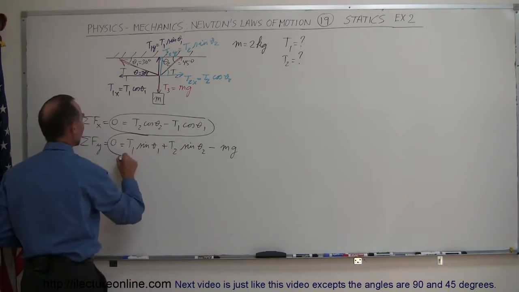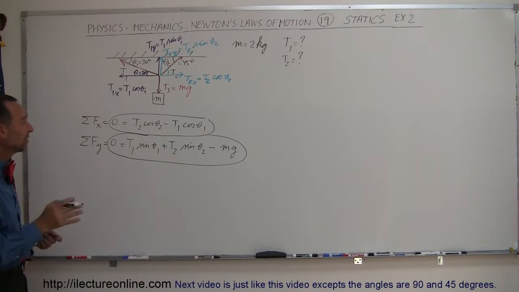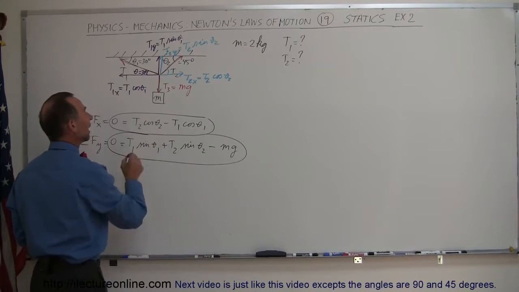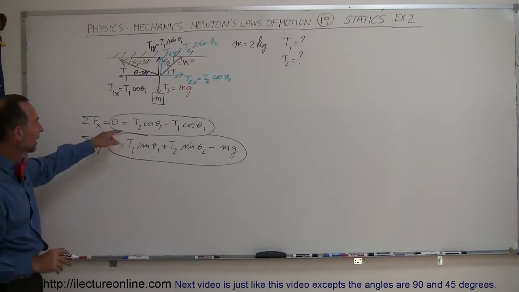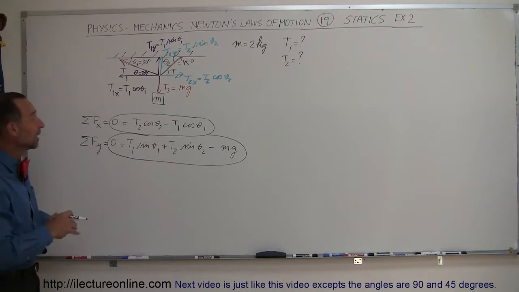So the process is exactly the same as in the previous example, but now we realize that T1 and T2 will not be the same because theta 1 and theta 2 are not the same. All right, so let's go ahead and take our first equation and solve it for T2 or T1 in terms of the other one.